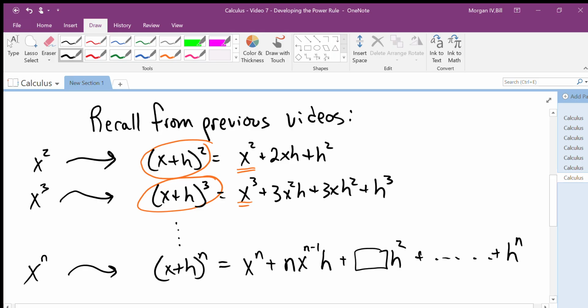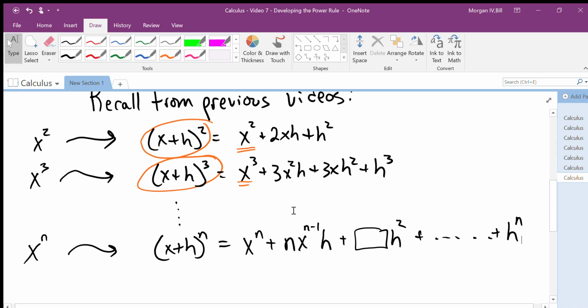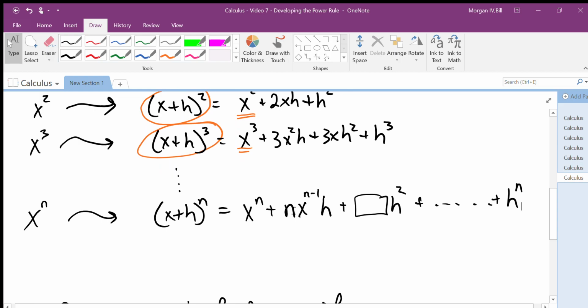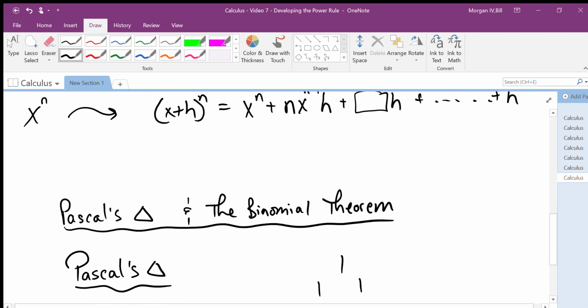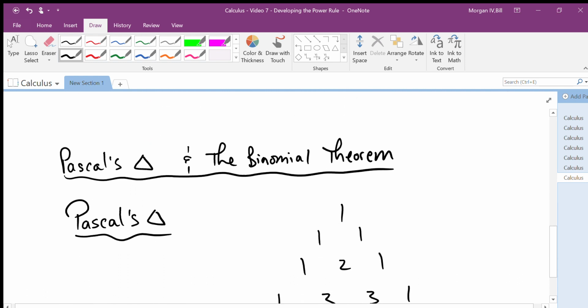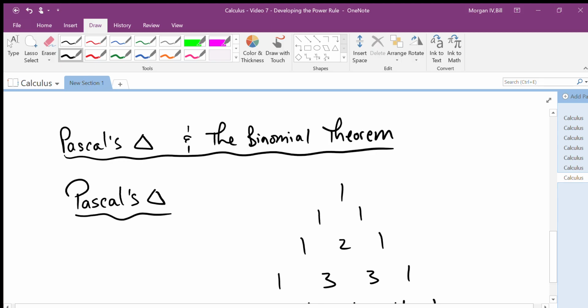But I want to add to it a little bit to show you a little bit of math that might be useful for you later on as we try to get a better handle on what x plus h to the n is. Let's talk about two things here. One is Pascal's triangle, and one is the binomial theorem. Pascal, Blaise Pascal, is one of my favorite mathematicians. In fact, I named my dog Blaise Pascal.